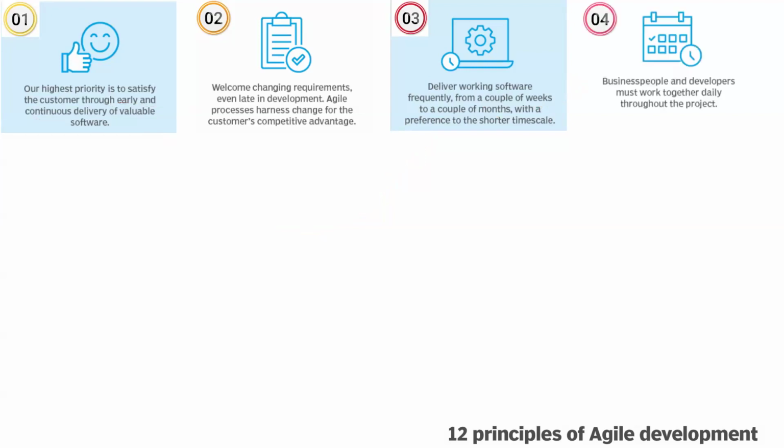Fourth value, business people, that is stakeholders, and developers. In software development, they are developers, whereas in a normal project, they are team members, right? Developers are team members. So the stakeholders and team members must work together daily throughout the project. This is a complete contradiction to a predictive project. You give the requirements, finalized, stay out of my process.